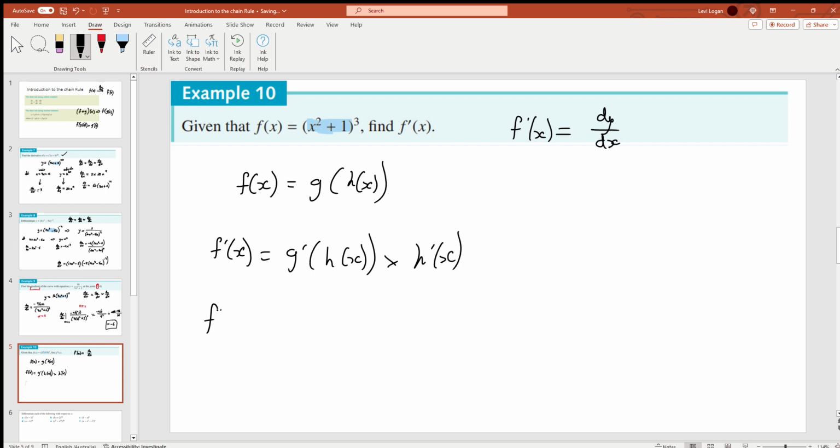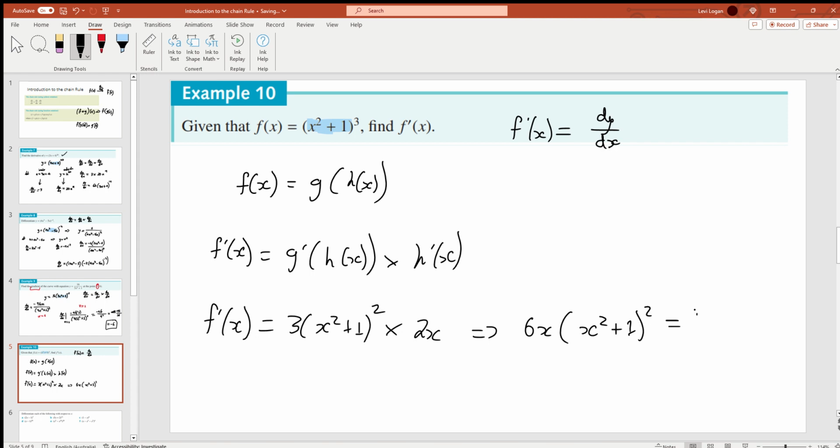So that means we've got to differentiate the outside. If you differentiate the outside, the 3 will come to the front. So you have 3 brackets, leave all that, (x squared plus 1) to the power of 3 minus 1, so it'll be squared, times the differential of the inside, which will be 2x. That can be simplified to 6x (x squared plus 1) all squared, and that is your f dash of x. Okay, and that's it.